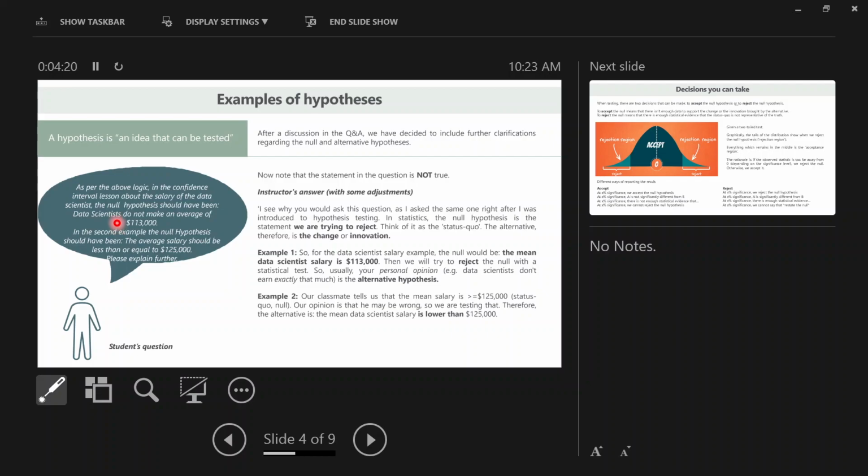Oh yeah. So the other one should now be this one. This one is the null, so the alternative will be equal. That's what you are trying to say. Because the null hypothesis should have been that data scientists do not make an average of 113. Yeah, that example. I get it. I'll correct it.